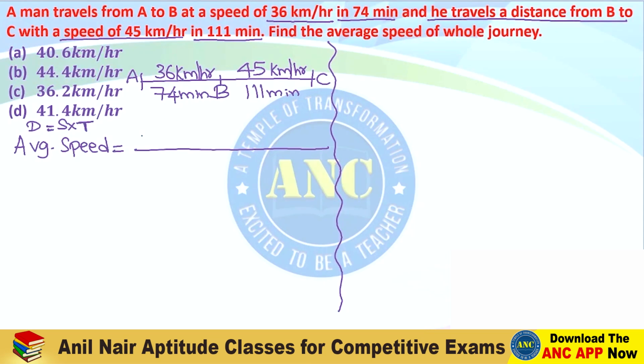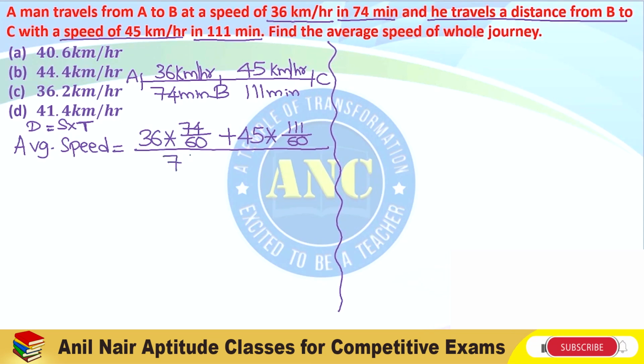So I can say that speed is nothing but 36 kilometers per hour multiplied with time, 74 minutes, or 74 divided by 60 hours. Okay, this is one part of the distance. The next part of the distance is speed 45 kilometers per hour, time is nothing but 111 minutes, or 111 divided by 60 hours. So total distance we have written in the numerator right now. Total time is nothing but 74 divided by 60 hours plus 111 divided by 60 hours.